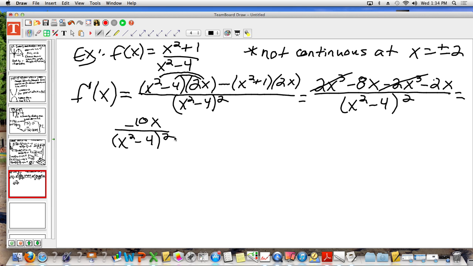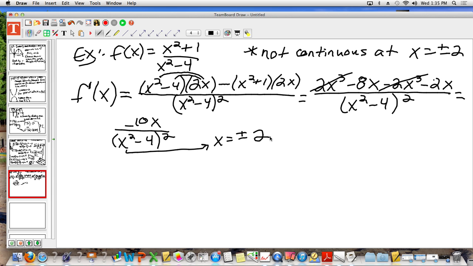All right, so what we need to do now is find our critical numbers. Are there any values of x that would make the denominator equal to 0? Still positive and negative 2. Same situation that's going on here. So we have some critical numbers here at x equals positive and negative 2.